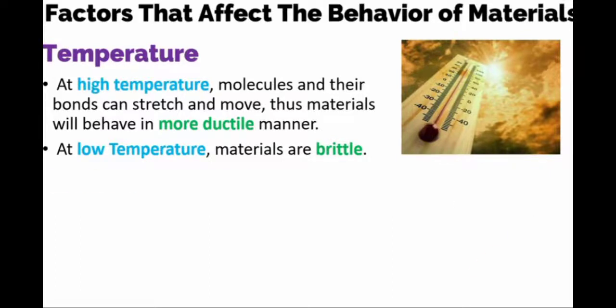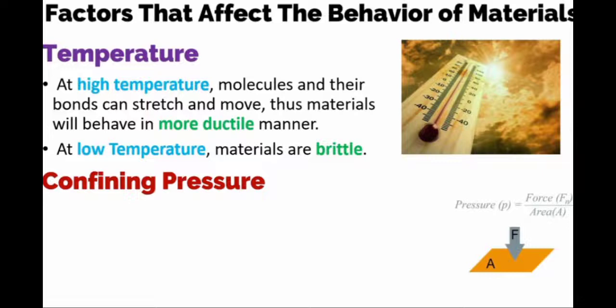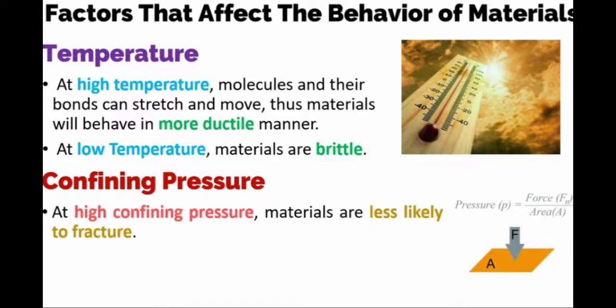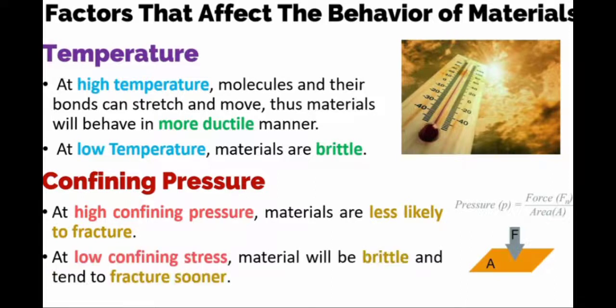Okay, very easy. We have confining pressure. Remember, with confining pressure, the pressure or the stress is equal in all directions. At high confining pressures, materials are less likely to fracture. On the other hand, at low confining pressure, materials will be brittle and tend to fracture sooner. Okay? High confining pressure, low chance of fracture. Low confining stress or pressure, brittle, and fractures sooner.